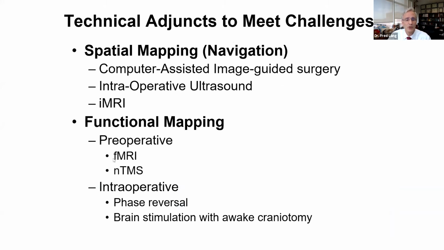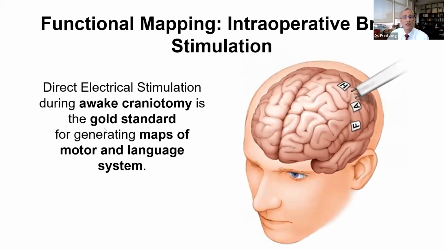We can do this preoperatively with functional MRI, which you just heard about from Dr. Kumar. We can also use transcranial magnetic stimulation. And then intraoperatively, we have a whole array of functional mapping techniques, including phase reversal and brain stimulation with awake craniotomy. I'm not going to focus so much on these. Dr. Sujit Prabhu will be following me, and he will be focusing specifically on our ability to functionally map the brain and do brain stimulation with awake craniotomy. But clearly, awake craniotomy is the gold standard for motor mapping, and with those adjuncts, we can really improve outcome.